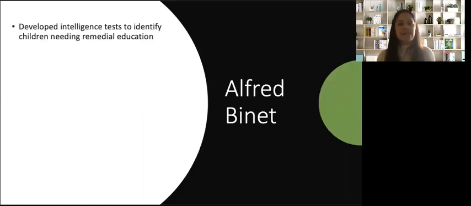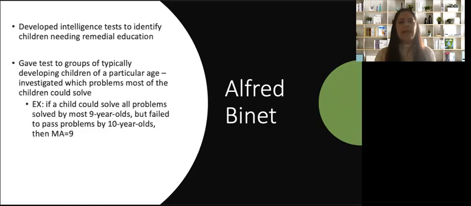Okay, so let's get into all the different tests that have been developed over the years. Alfred Binet was the first to develop an intelligence test, and he used this test to identify children who were in need of remedial education. So maybe those children who were perhaps falling behind in school academically, and they just needed some extra support.